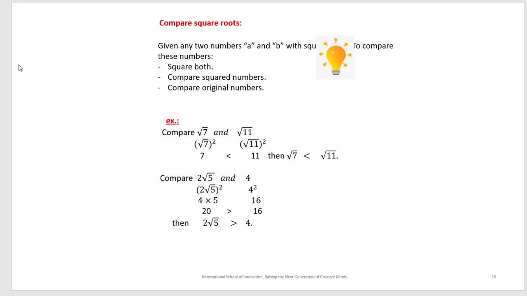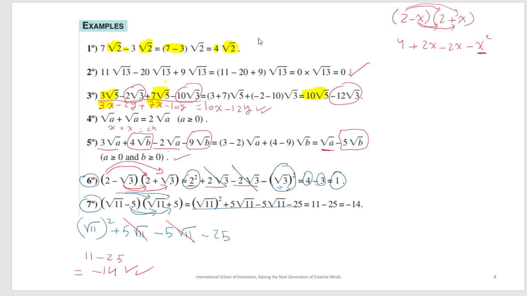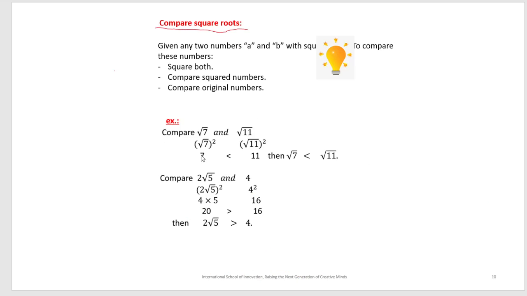The last idea today is to compare square roots. How to compare square roots. Until now I have only one more idea, one new idea, which is like terms. Now the last idea of this lesson today is compare square roots. What does compare square roots mean? It means when I give you for example radical 7 and radical 11 and tell you to compare. What does that mean? It means which one is greater? Which one is less than the other? Which one is greater than the other?